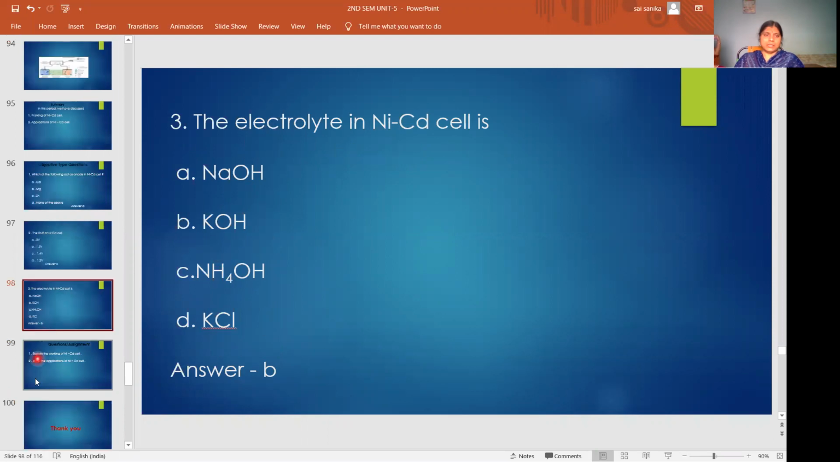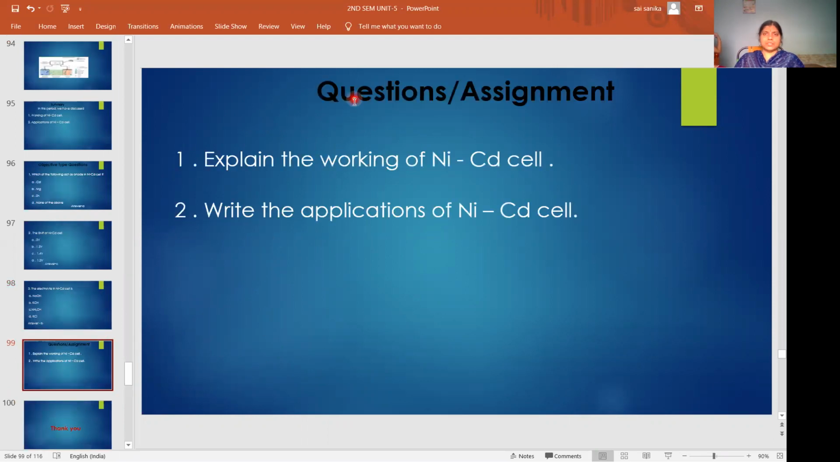Okay, then come to questions and assignment. So, simple topic. Explain the working of nickel cadmium cell and write the applications of nickel cadmium cell. Okay, so today we finished the nickel cadmium cell.